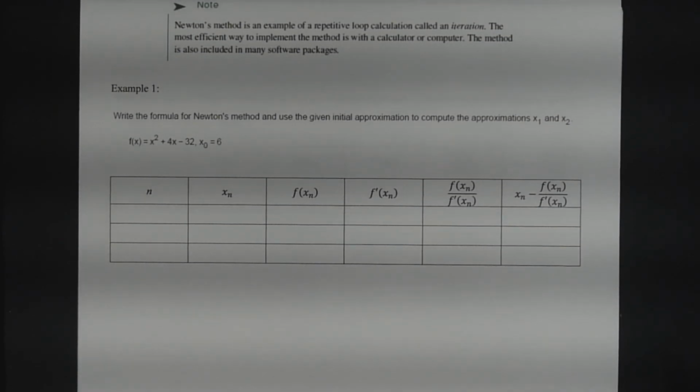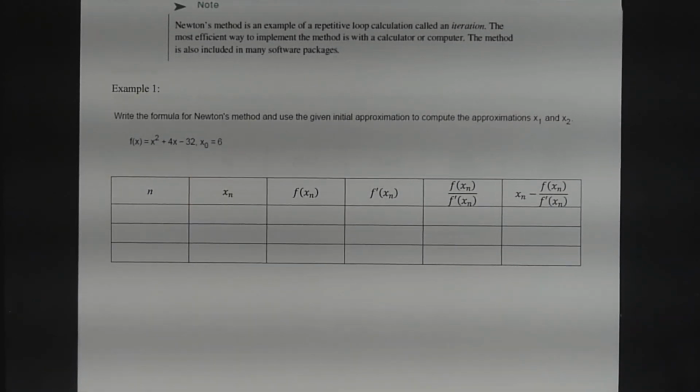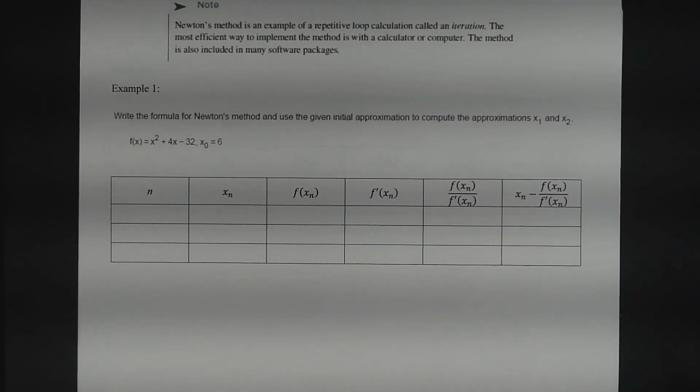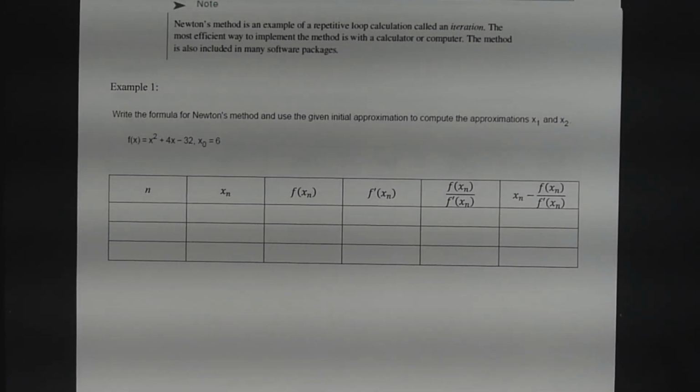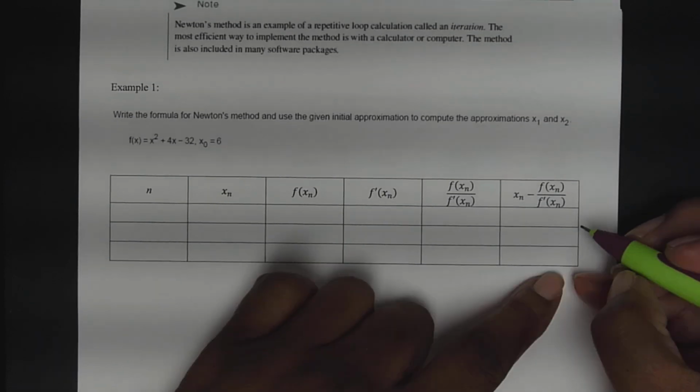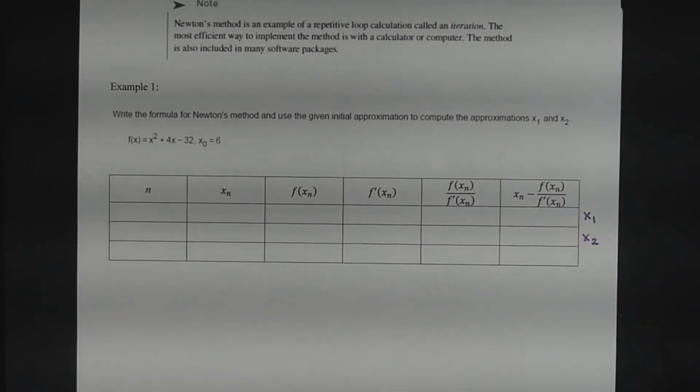All right, let's say we got f of x equals x squared plus 4x minus 32, and our initial approximation will be x of 0 equal to 6. We want to write the formula for Newton's method and use the given initial approximation to compute the approximations x1 and x2. So all we want is just the first iteration and the second iteration, which is x1 and x2.